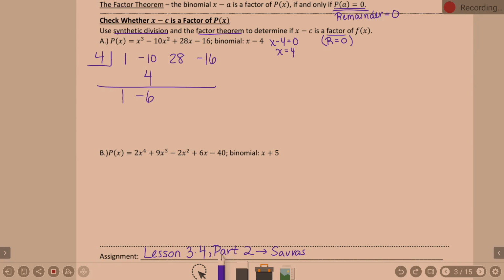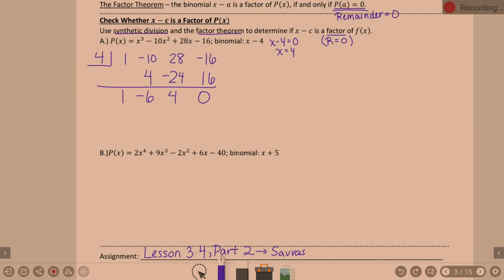Then I'm going to multiply. 4 times negative 6 is negative 24. And then I'm going to add. 28 plus negative 24, 4. And then we're going to multiply. 4 times 4 is 16. And then we're going to add. Negative 16 plus 16 is 0.